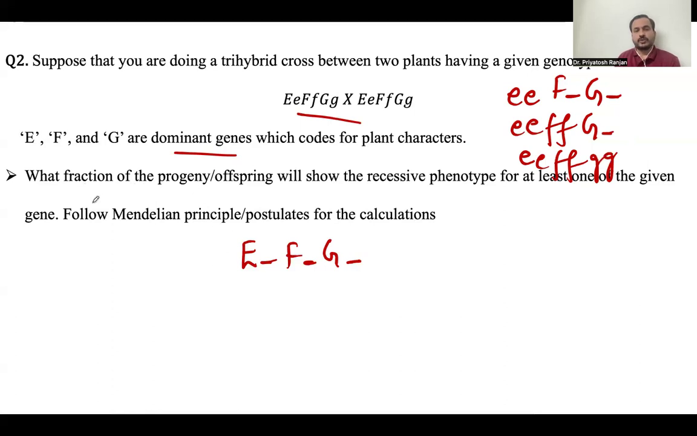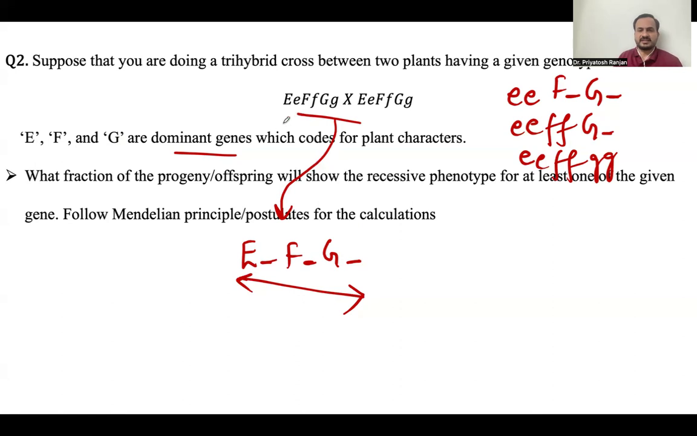So what I'm asking you to do is you just read this question in a different manner. You can think of what fraction of the offspring will not show the recessive phenotype for any of the gene, and the answer is, if our offspring is going to have the genotype something like this, you have a single copy for each of the gene. Now what you need to understand is what is the probability for an offspring to carry this kind of a genotype.